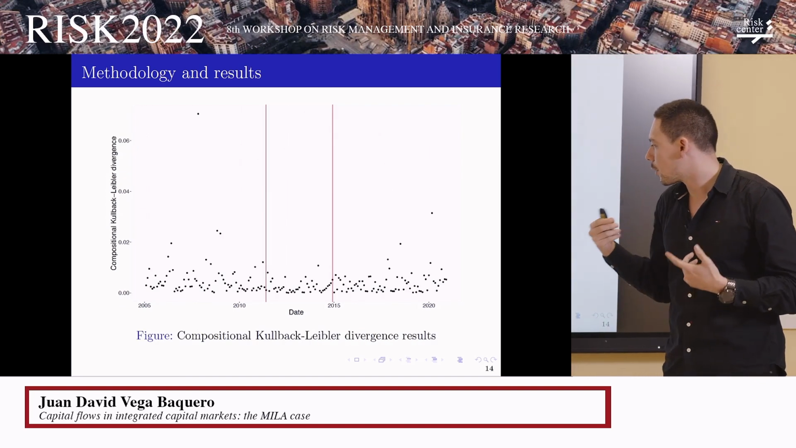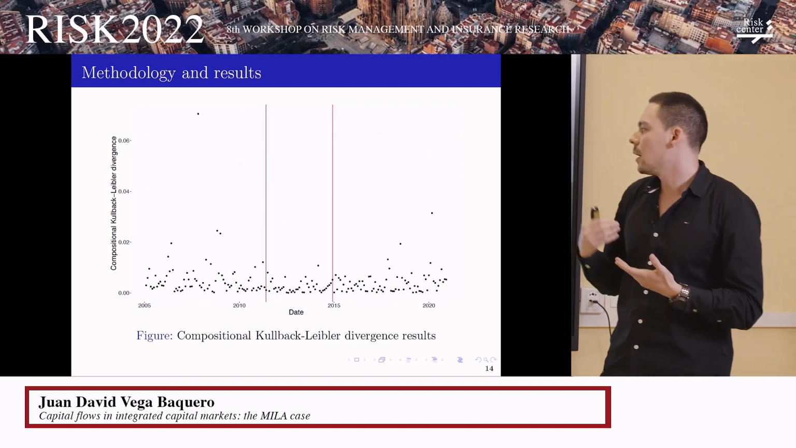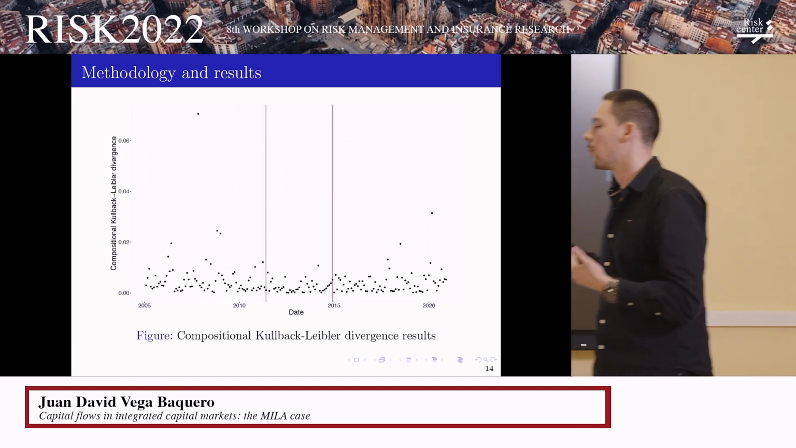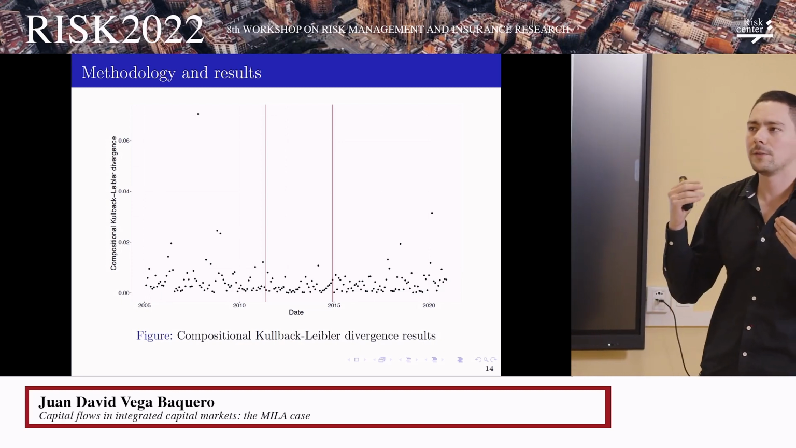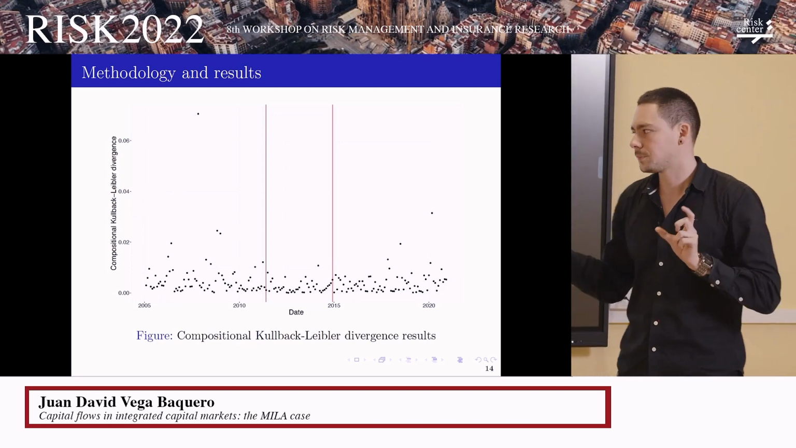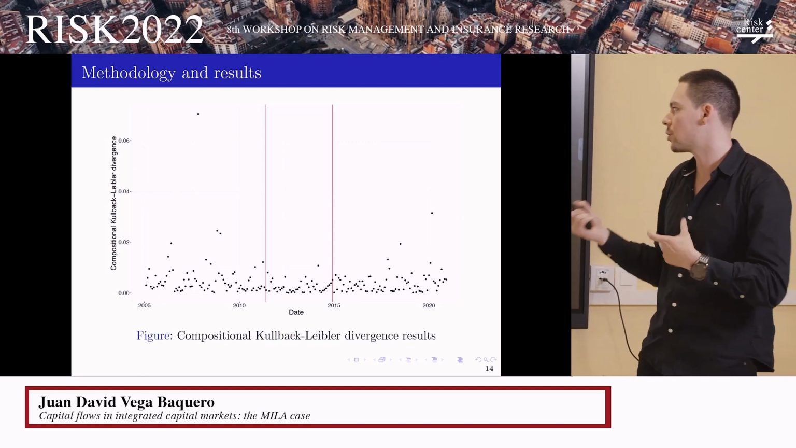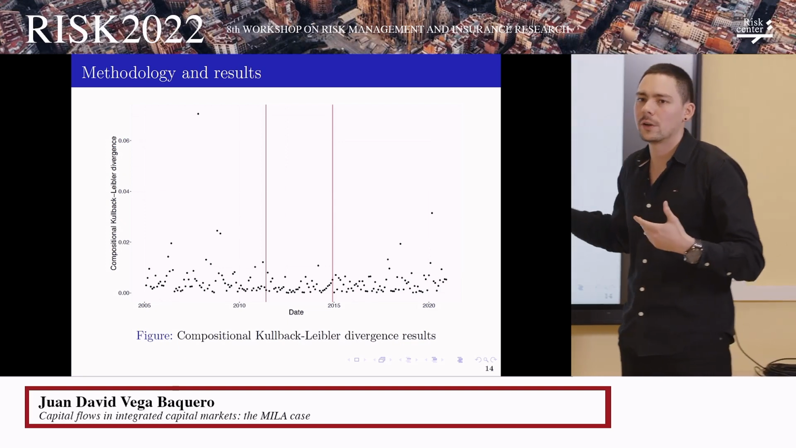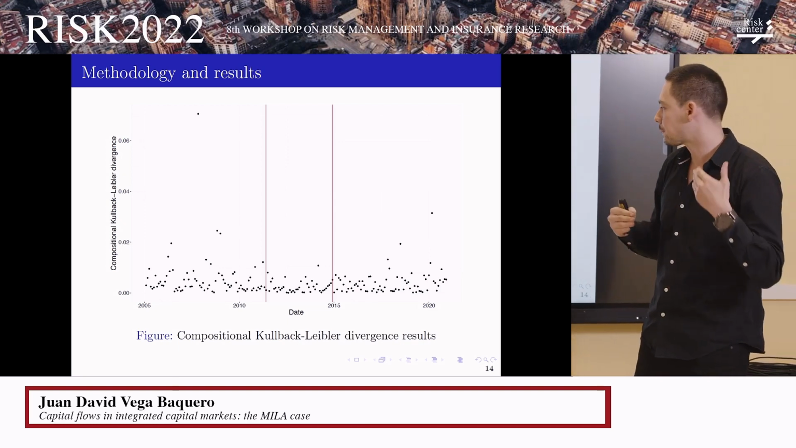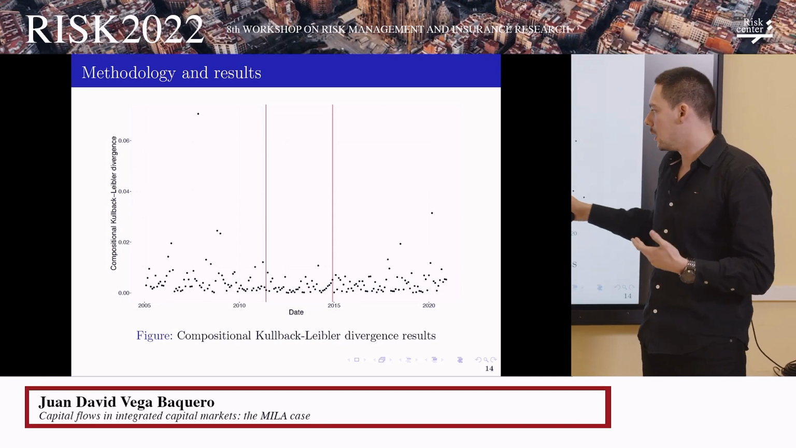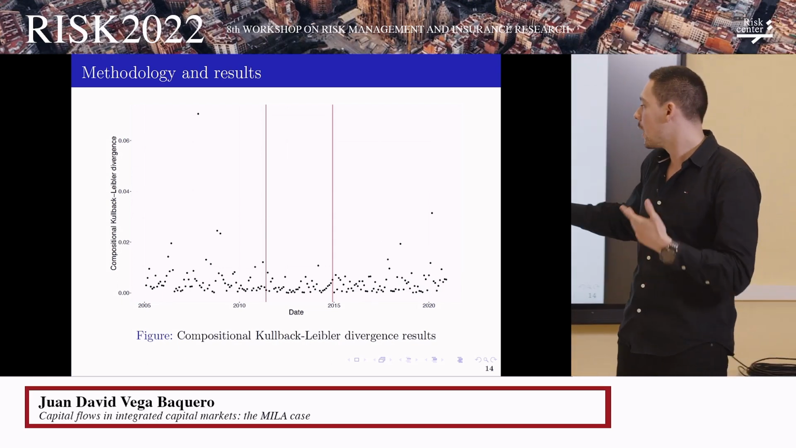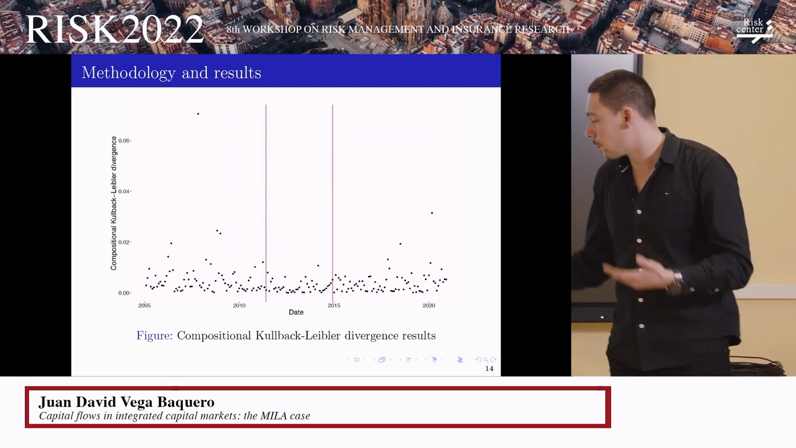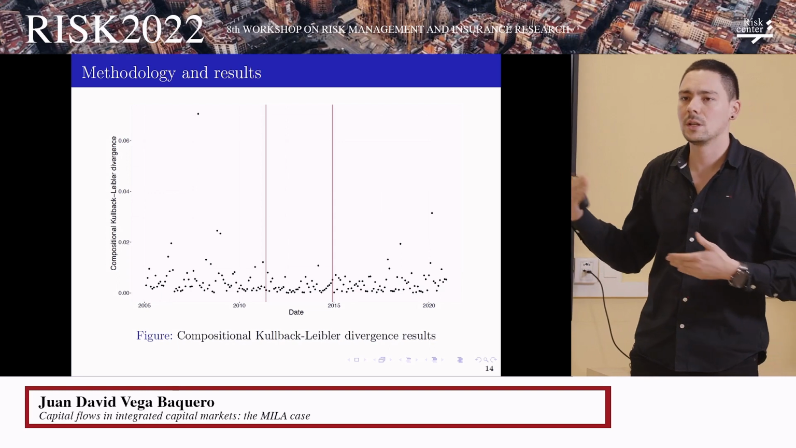And finally, for the compositional Kullback-Leibler divergence, we have something similar to the Aitchison distance. So basically here we are trying to see if there is a divergence between two compositional vectors. This is an adapted version for this kind of data. If they are close to zero, it means that they are very close to one another. And what we have here is that it is close to zero for almost the whole period, and particularly in the periods that we are interested in, the divergence is close to zero.